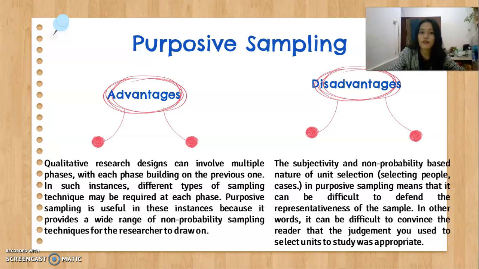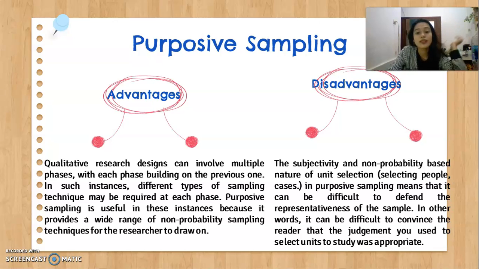Purposive sampling has advantages and disadvantages. An advantage of purposive sampling is that qualitative research design can involve multiple phases, with each phase building on the previous one. In such instances, different types of sampling technique may be required at each phase. Purposive sampling is useful in these instances because it provides a wide range of non-probability sampling techniques for the researchers to draw on.